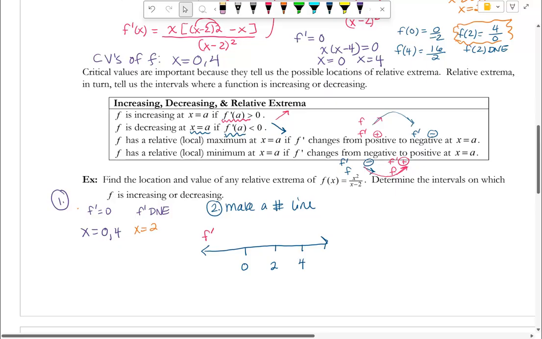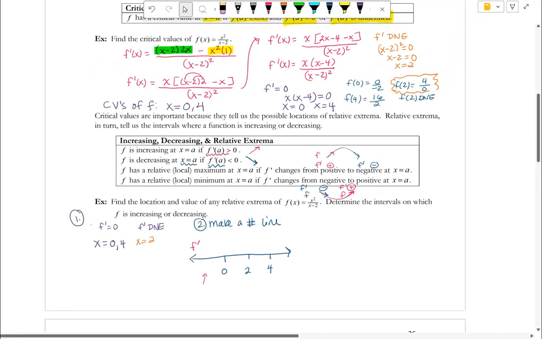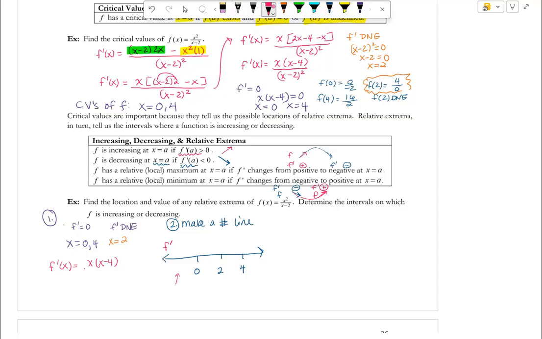All right, so if I plug in any test point, I'm thinking of any number between negative infinity and 0. I don't want to choose 0. It needs to be less than 0. I'm going to think about my derivative, and all I really need is the sign of my derivative. So going back to the derivative that we got in our first example, we said this is x times (x minus 4) over (x minus 2) squared.